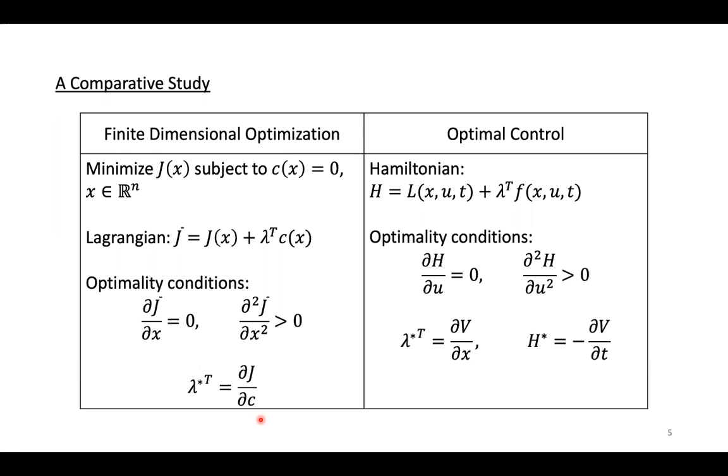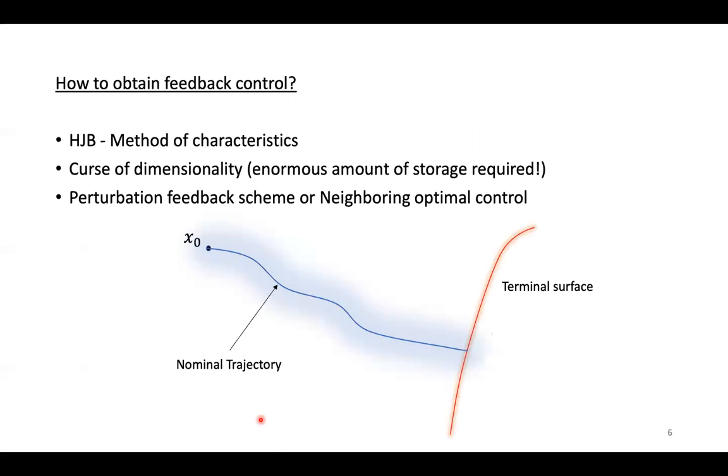Okay, coming back to our question of how to obtain a feedback controller, we have the Hamilton-Jacobi-Bellman equation. But to solve the Hamilton-Jacobi-Bellman equation and arrive at a value function that gives you a feedback controller, one of the popular ways is to use the method of characteristics, which is what you would use to solve a PDE.